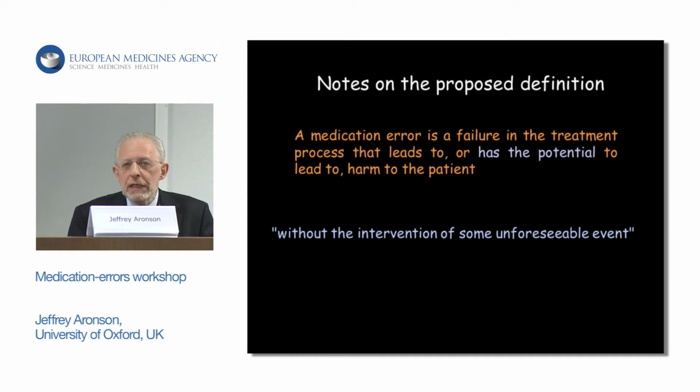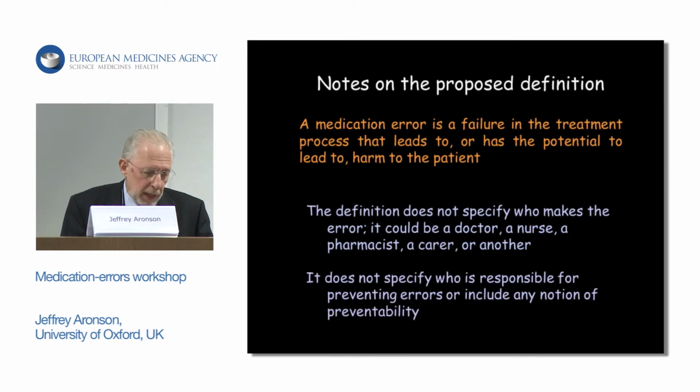Has the potential to lead to harm. I've already been through this, coming out of Reason's observation that unforeseeable events can prevent harm. Even if harm was going to occur, the error is still there and is important to log. And note, we don't specify who makes the error. We don't talk about preventability.